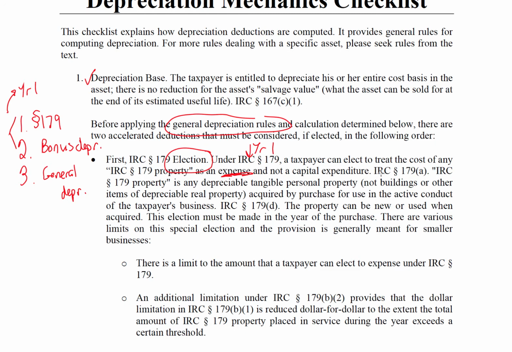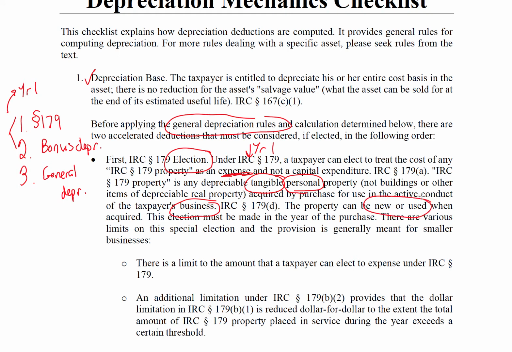So Internal Revenue Code Section 179 property is any depreciable tangible property. It has to be tangible; that's one thing to note. And it has to be personal property as well. So it can't be intangible, and it can't be real property, so it can't be buildings or other items of depreciable real property. It must be acquired by purchase for use in the active conduct of the taxpayer's business. So it has to also be business; it can't be investment. Note that this property can be new or used.